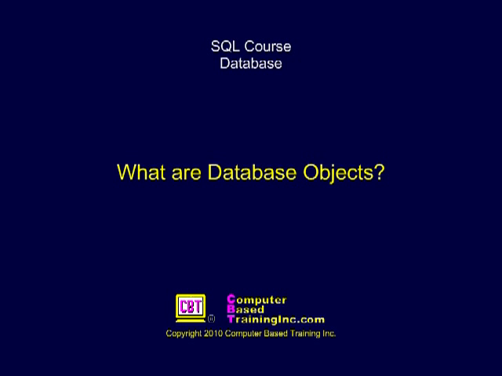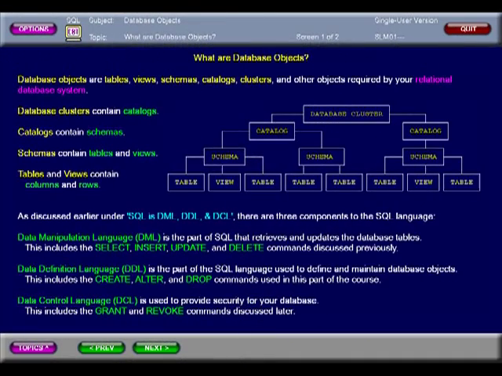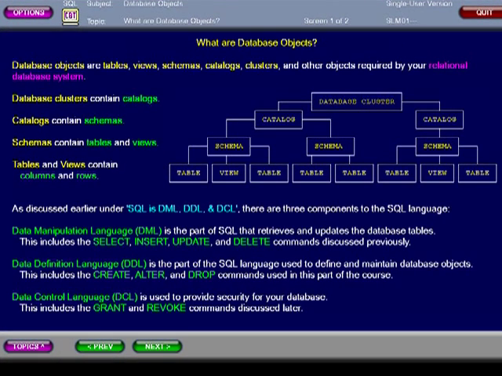What are database objects? Database objects are tables, views, schemas, catalogs, clusters, and other objects required by your relational database system.